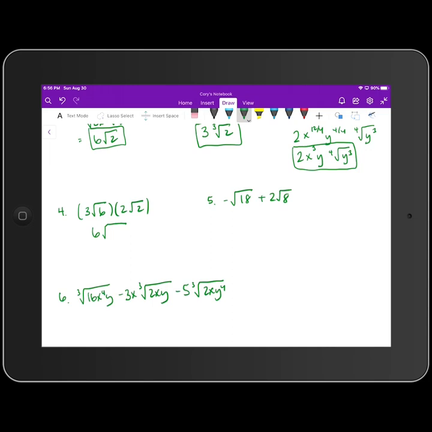So that's going to become the square root of 6 times 2, which is the square root of 12. But we're not done yet. We want to simplify that expression. So I can take the square root of 12.